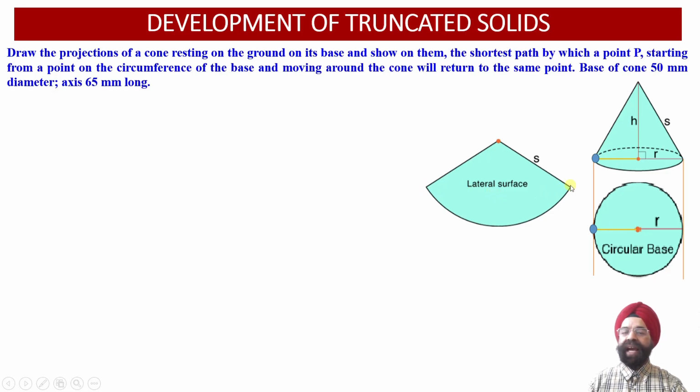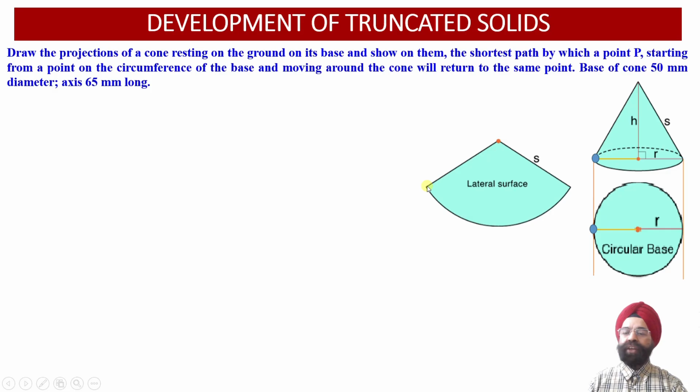So we can see that this point P or B, which is going to move along the circumference of this particular cone and return back to the same point, traversing the minimum distance, then this minimum distance should be along the straight line path which is obtained after you obtain the development of the lateral surface of the cone over here. So that the starting point and the end point of this development will be the same point over here.